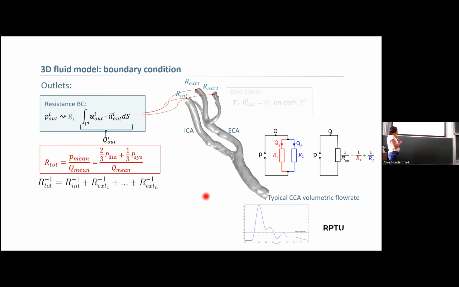Mean pressure can be obtained as a combination of diastolic and systolic pressure. All this information you can find in the literature, and we also discussed it with the physicians. So, it's nice, but okay. The pressure and the flow rate are known. What is the resistance? Especially, what are the resistances we have to prescribe at the outlets?